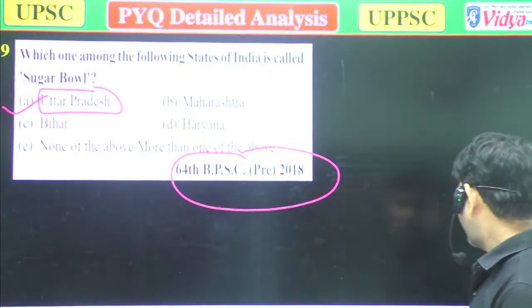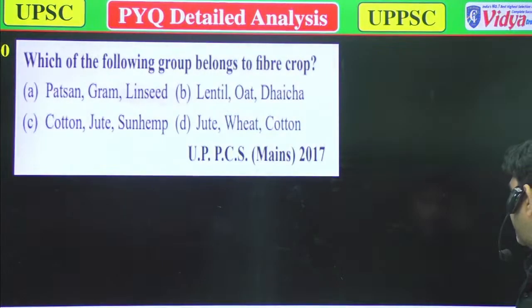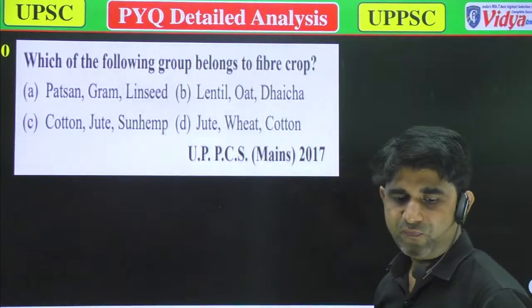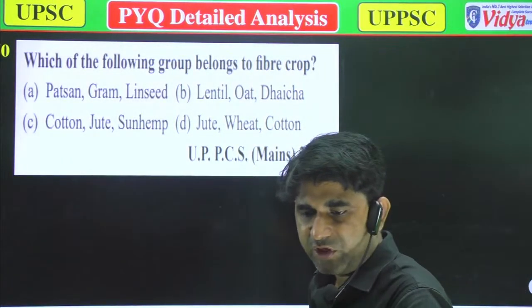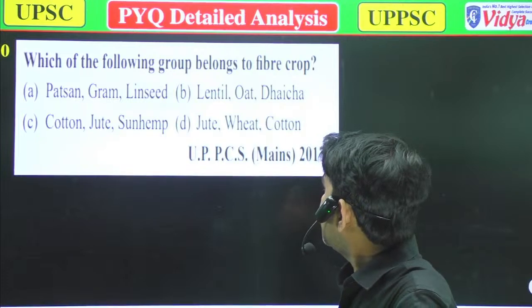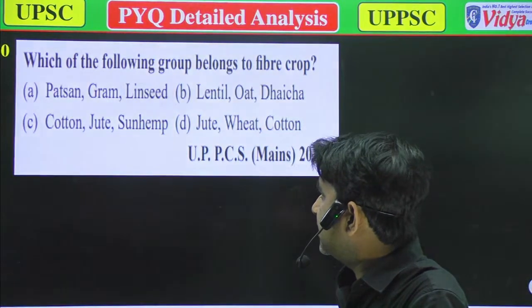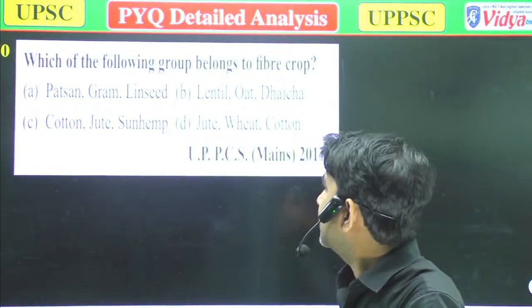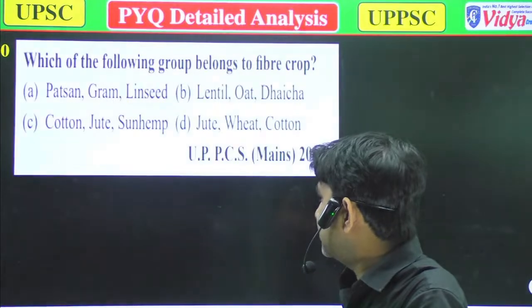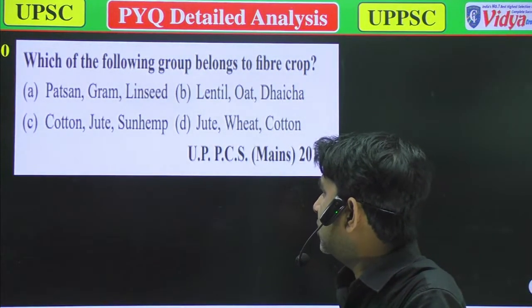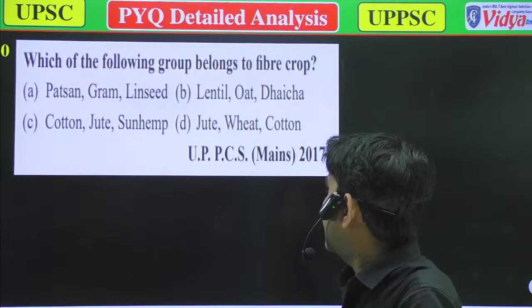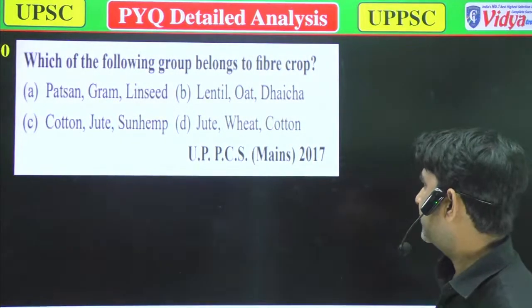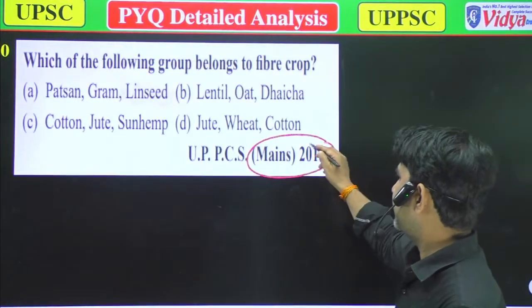Now we have the next question. Which of the following crops belong to fiber crops? A, pulses, gram, lancet. B, lentil, oat, dhaincha. C, cotton, jute, sunhemp. And D, jute, wheat, cotton. That question was asked in UPPSC Mains 2017.